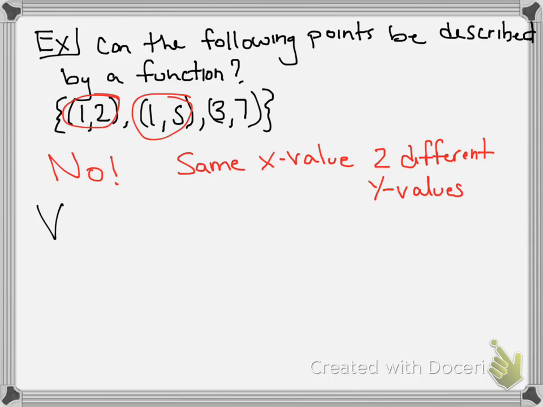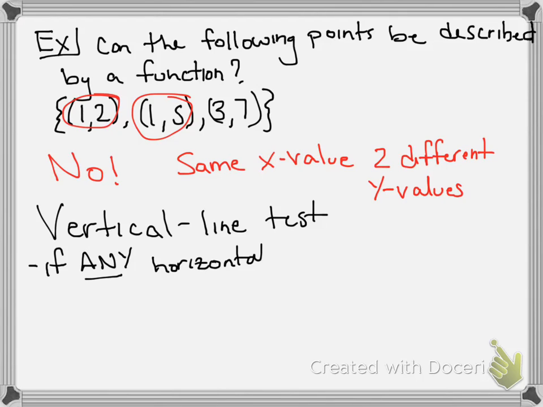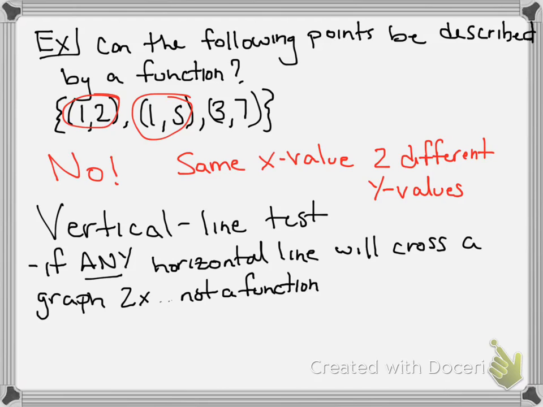Okay, so this leads us to what is known as the vertical line test for functions. Basically what this says is that if any vertical line will cross the graph 2 times, it is not a function.